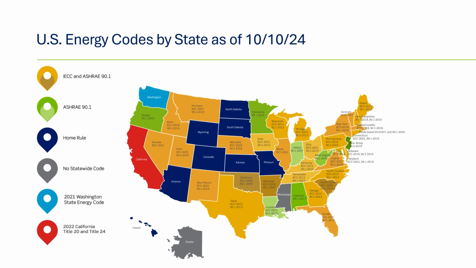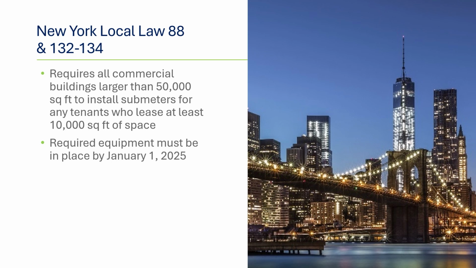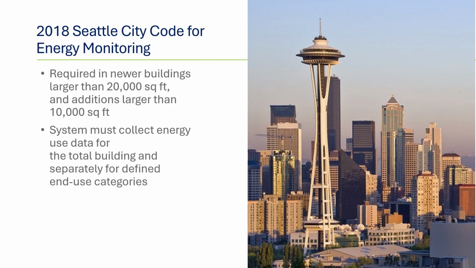This map illustrates some of the variation of the codes adopted from state to state and why it's important to keep up with the changes in codes adopted in the markets you serve. In particular, places like New York City have adopted their own local code language with some specific requirements. The New York local law will require submetering in commercial spaces with more than 10,000 square feet.